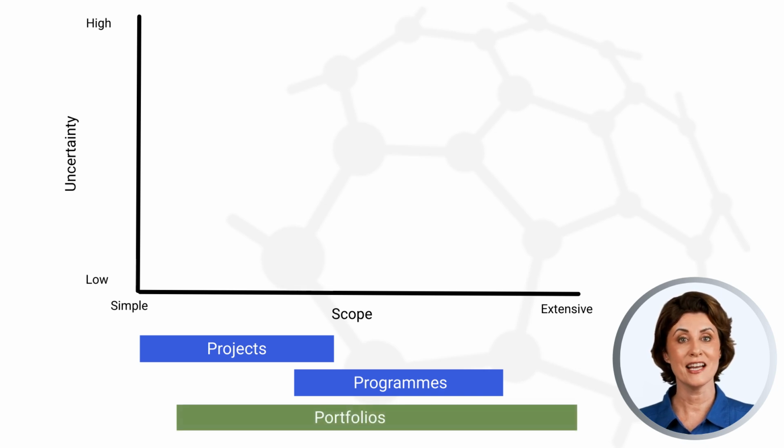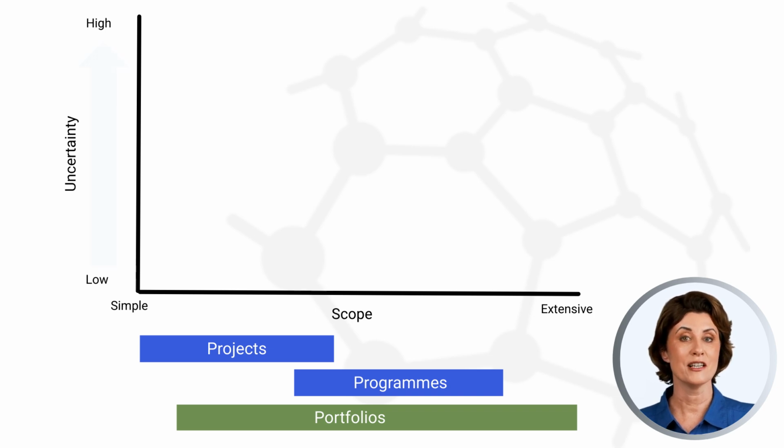Portfolios coordinate a collection of projects and programs. Their scope is the sum of their component projects and programs, plus the organizational glue that binds them. A simple portfolio may contain just a few simple projects, while an extensive one would contain multiple projects and programs of varying complexity. These 3 entities sit along the horizontal scope axis.